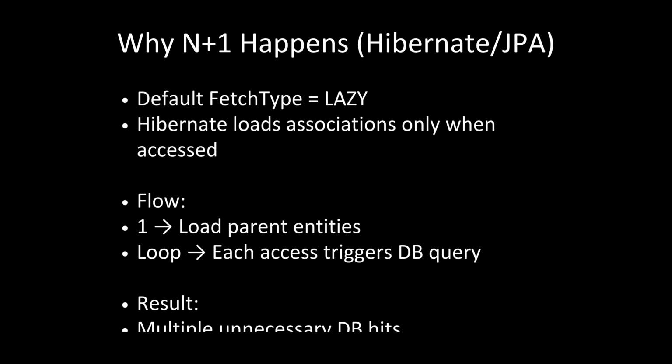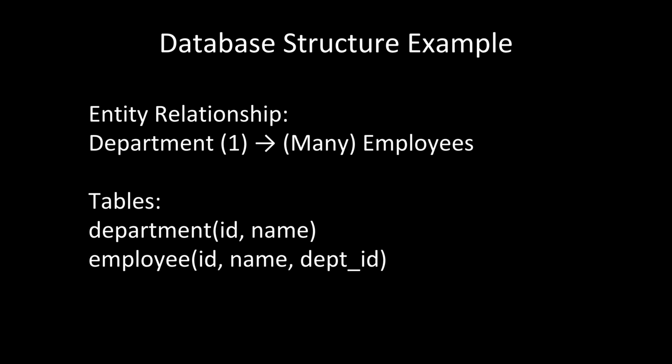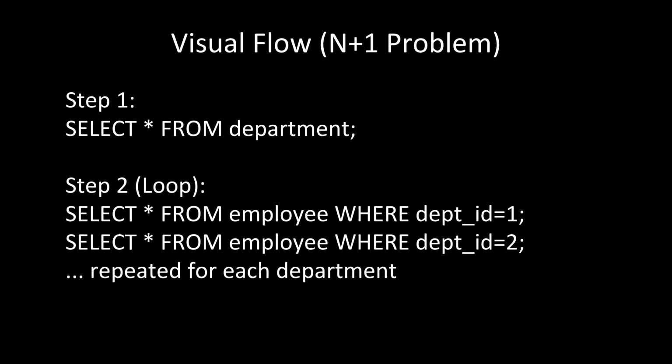Let's understand this with a simple example. Suppose we have Department and Employees. Now first, Hibernate runs one query to fetch all departments. Then for each department, it runs another query to fetch employees. So if we have 5 departments, one query for departments, 5 queries for employees, total equals 6 queries. This is the N+1 problem.